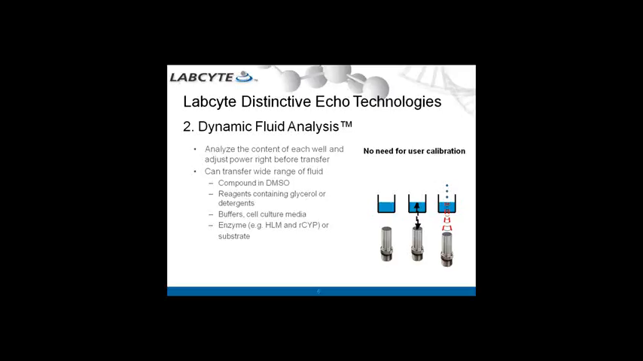For example, Echo can transfer a compound in DMSO, reagent containing up to 50% glycerol, buffers, and cell culture media. Enzyme, for example, in the ADME area, you can transfer human liver microsome, recombinant enzyme, or substrate. Echo can transfer all these reagents from any well to any well easily with the help of our software application.